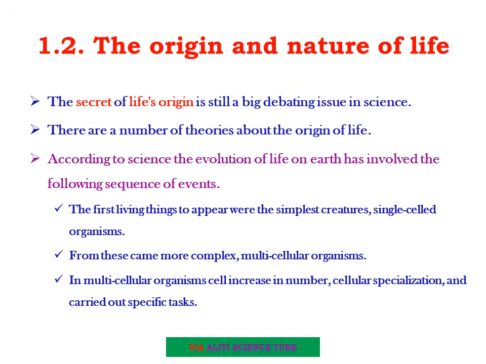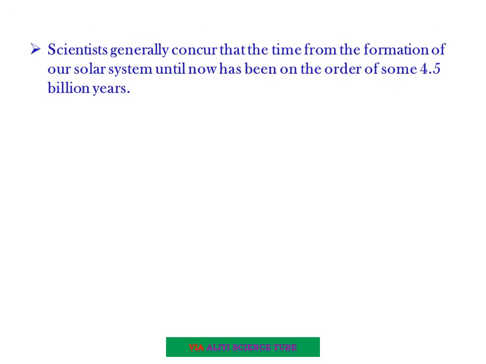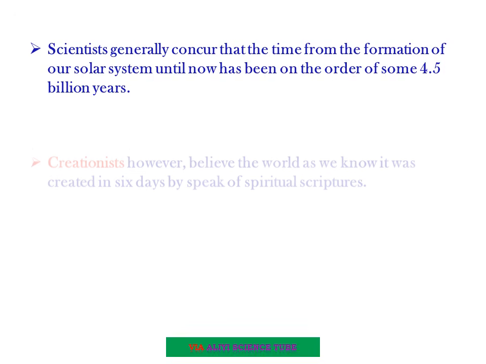1. The first living things to appear were the simplest creatures, or single-celled organisms. From these, more complex multicellular organisms formed. In multicellular organisms, cells increase in number and undergo cellular specialization, and scientific studies were carried out. Scientists generally concur that the time from the formation of our solar system until now has been on the order of some 4.5 billion years.